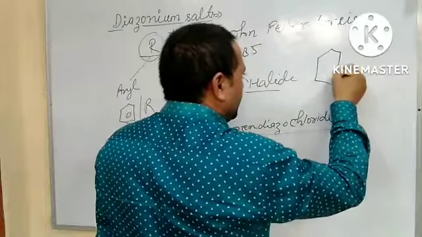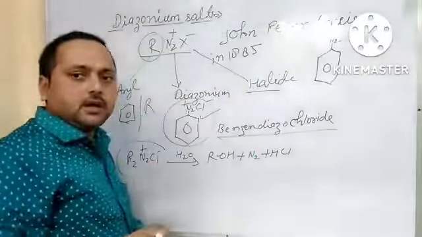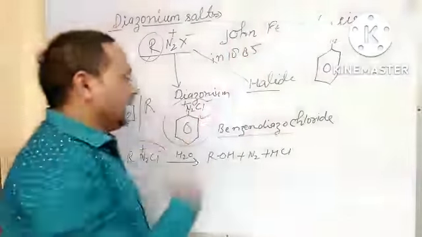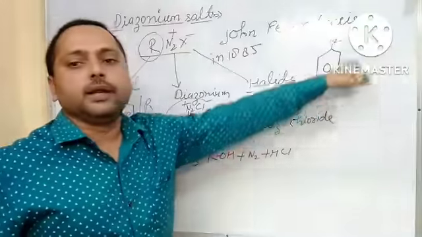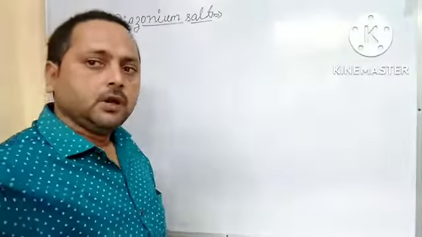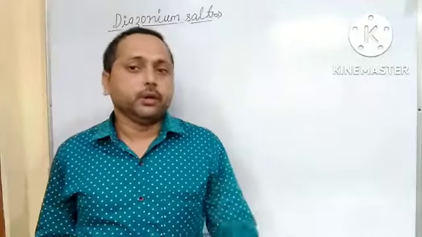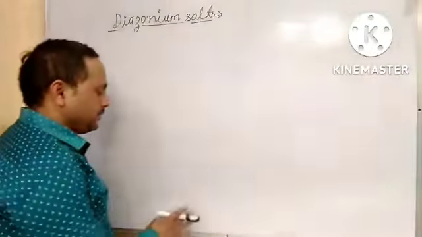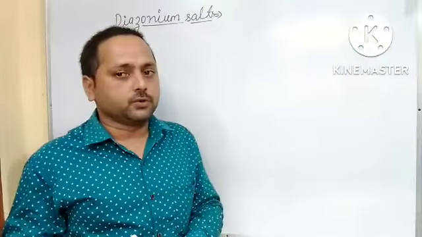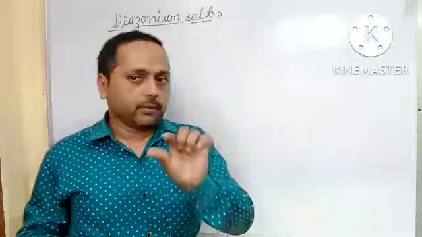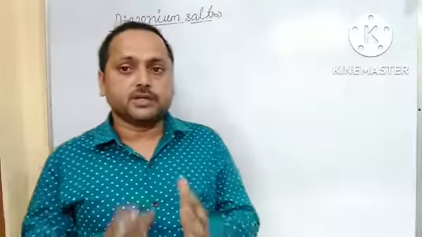This stability can be explained with the help of resonance. Let us see how it is stable. If the availability of the electron is for a longer time, if the electron is delocalizing over here, it will be more stable. So aromatic diazonium shows more stability due to resonance. The number of resonance structures shown by aromatic diazonium makes it more stable. But aliphatic diazonium is not stable because it doesn't show resonance.